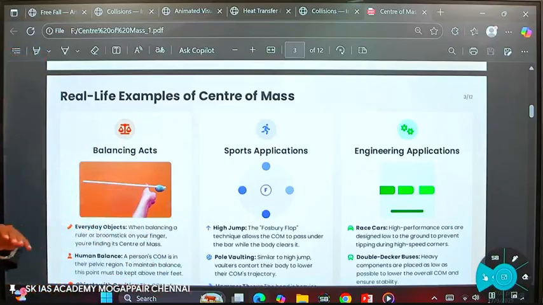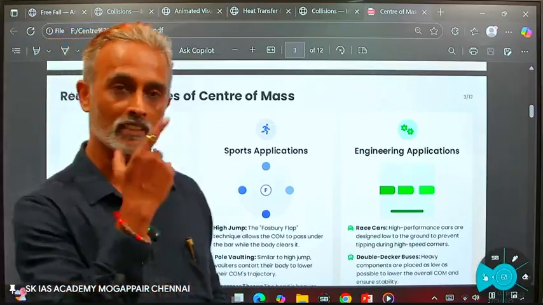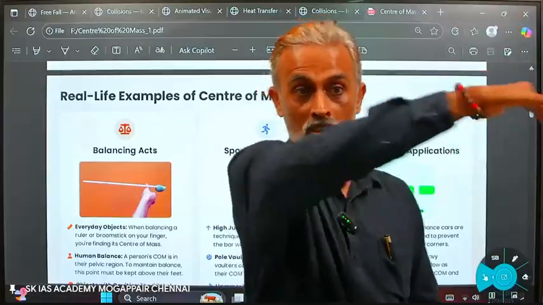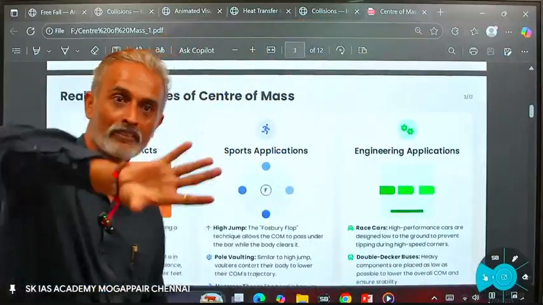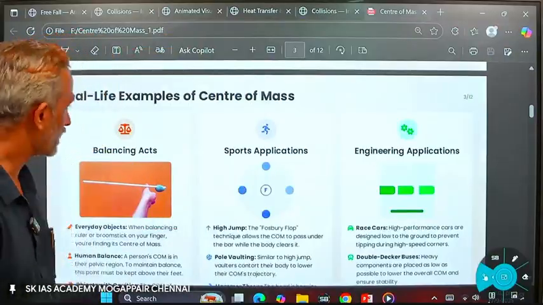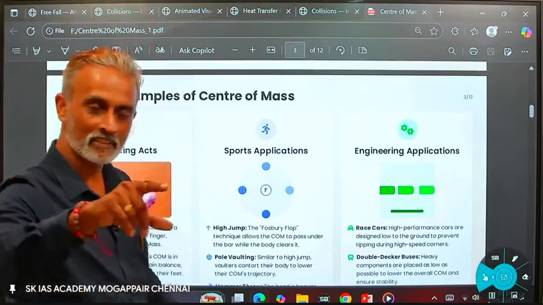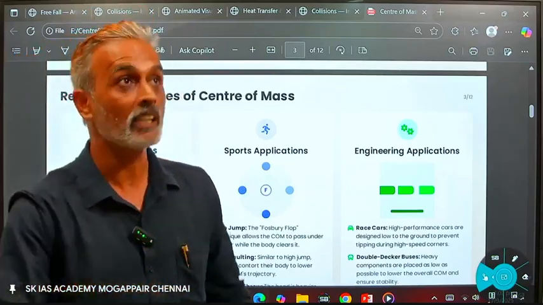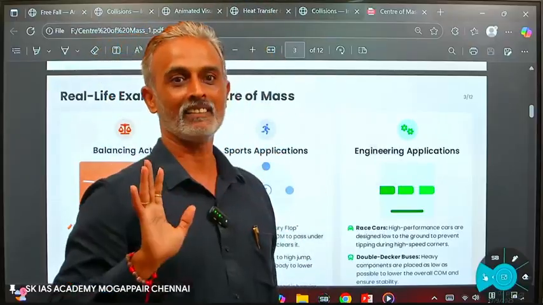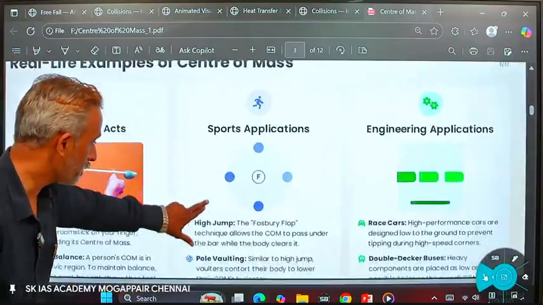Balancing act. Suppose you have to balance, then you use the center of the mass. Like when you go to a car service center, you will see some cars inside that are unbalanced, but it will not fall down, this one and this one. How? They apply the center of the mass. Correct? A sports application, high jump. Suppose you have seen the Chinese wrestler, they jump 100 feet and come down. They know how to apply the center of the mass. Correct?